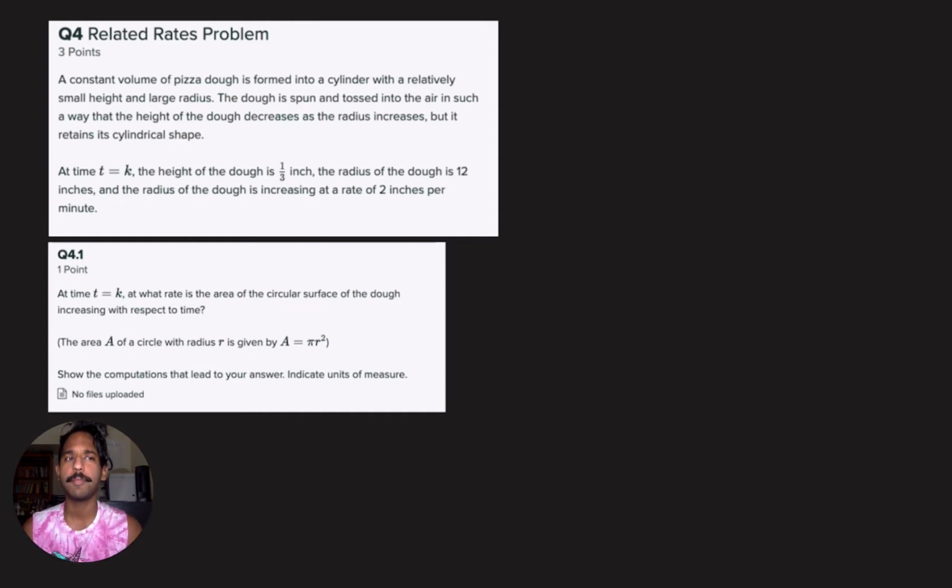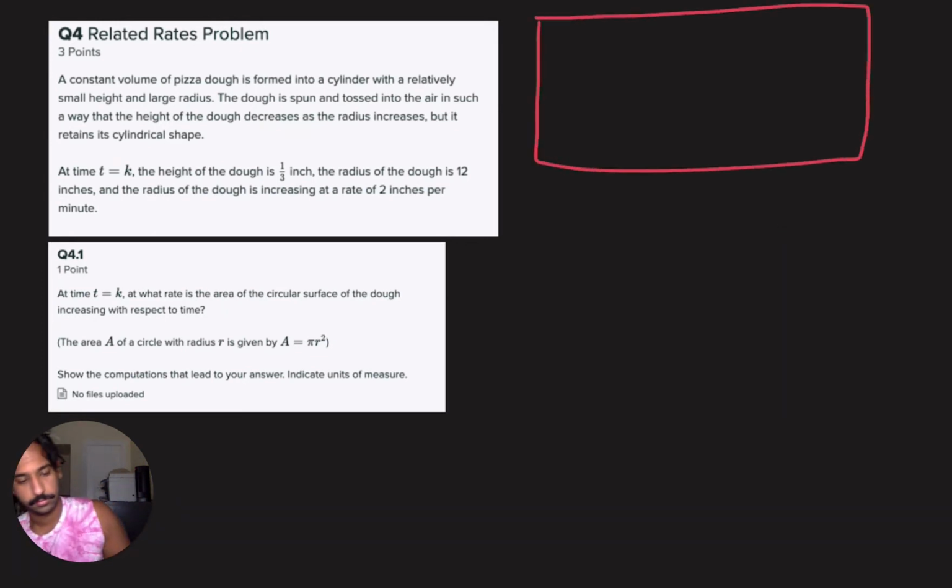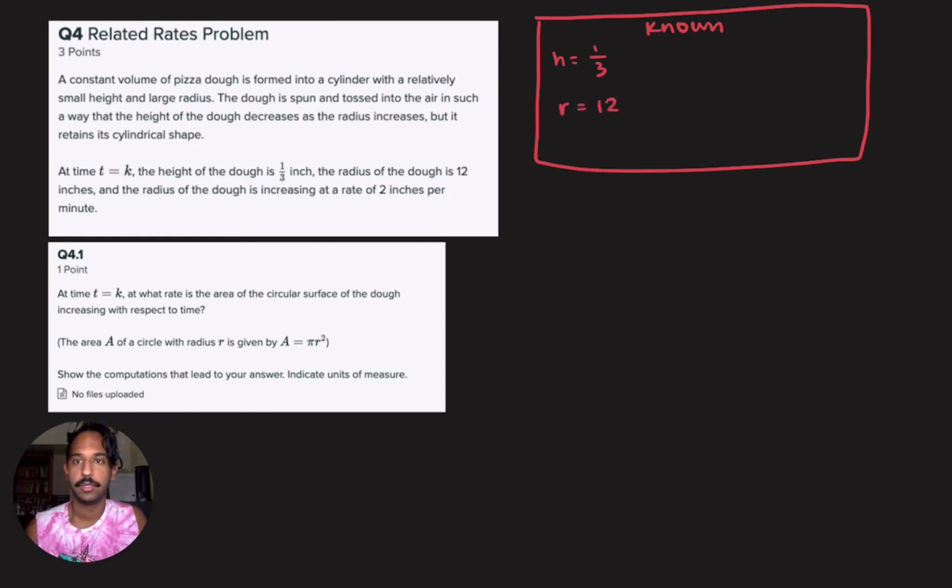Well, let's create our known toolbox of things that we know. What are some of the values that we know? Well, I see here that the height is 1/3 inch. So height equals 1/3. The radius is 12, so r equals 12. And the radius of the dough is increasing at 2 inches per minute. So dr/dt, the rate of the dough increasing with respect to time, is 2 inches per minute.